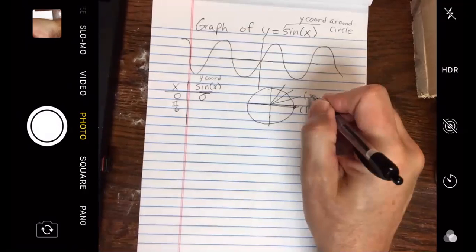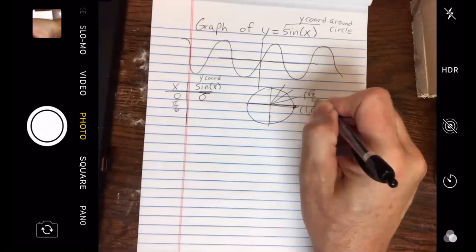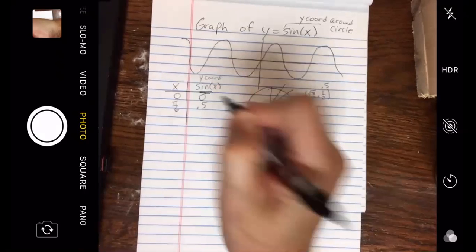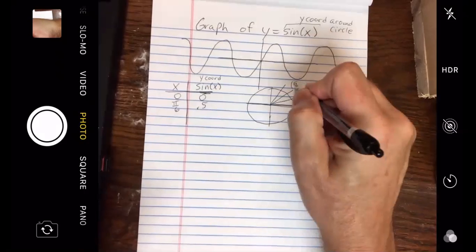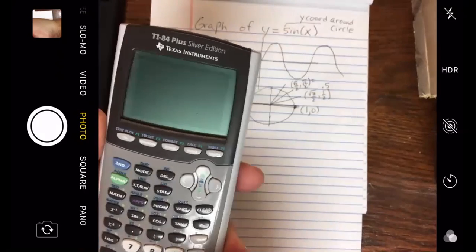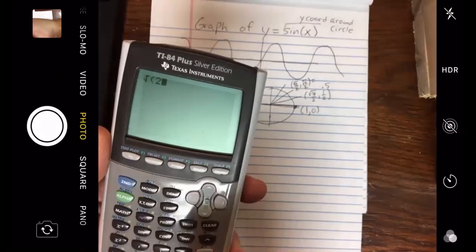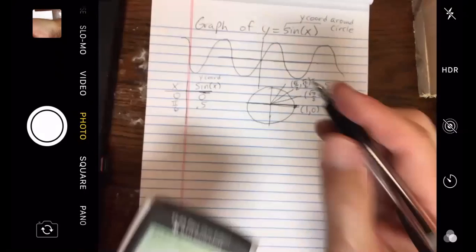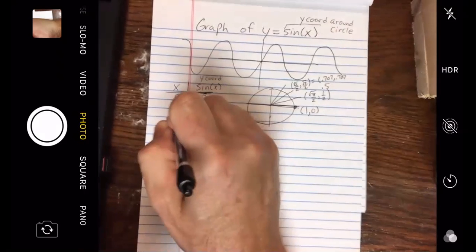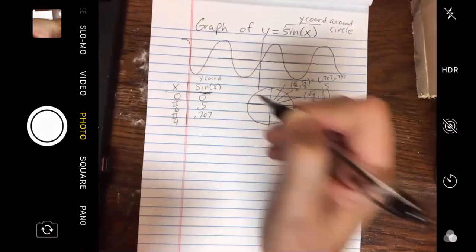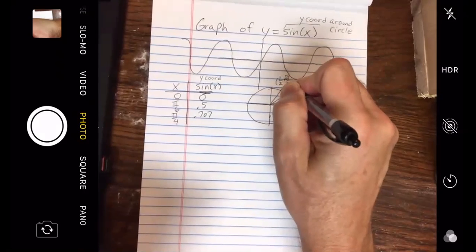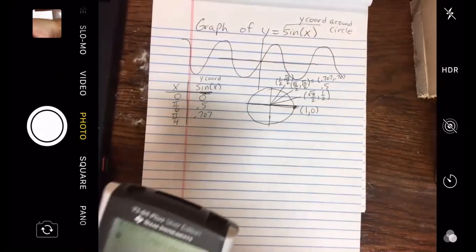Your coordinates were root 3 over 2, and 1/2. It's 0.5. You'll need decimals for this. Here you were root 2 over 2, root 2 over 2. Root 2 divided by 2. Each one is 0.707. So at pi over 4, you're at 0.707. At pi over 3, your short side's a half, long side's root 3 over 2.